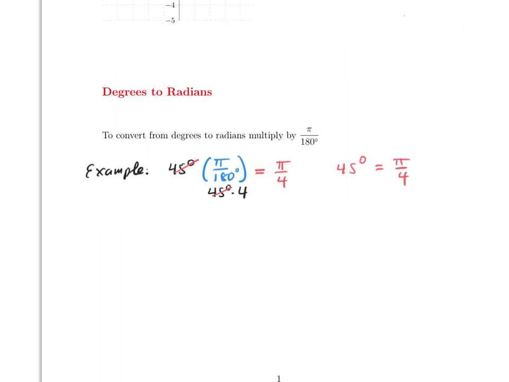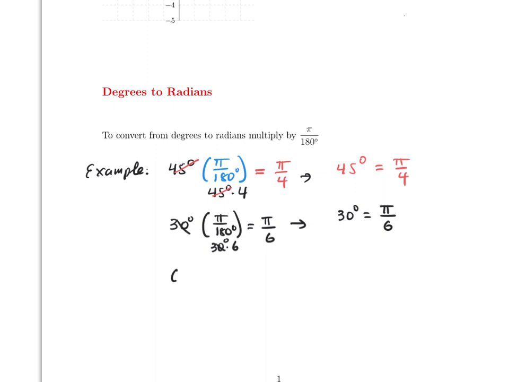All right, let's try a couple more. Let's say you want to change 30 degrees, so you multiply it by pi over 180. And again, 180 is now 30 times 6. The 30s will cancel, so this will give you pi over 6. So this means, therefore, that 30 degrees is the exact same thing as pi over 6.